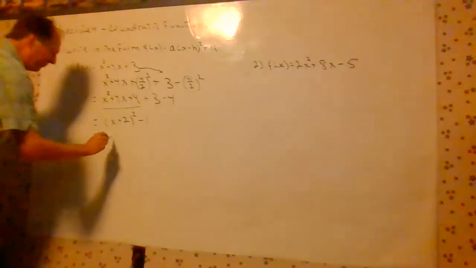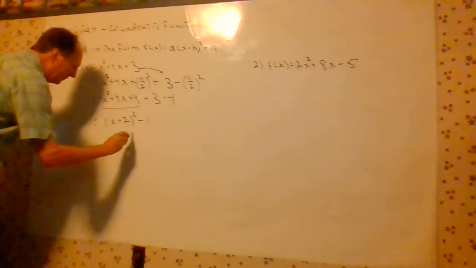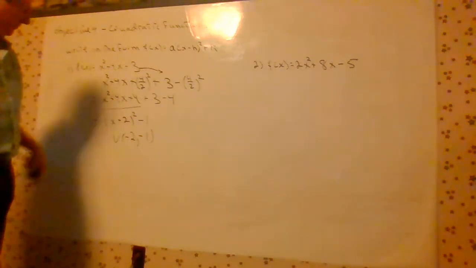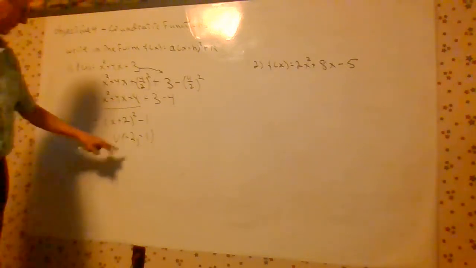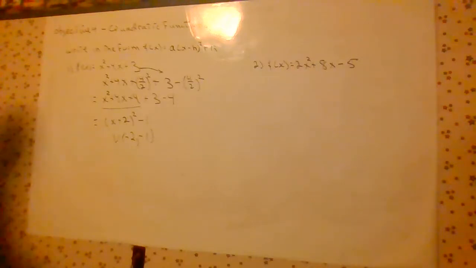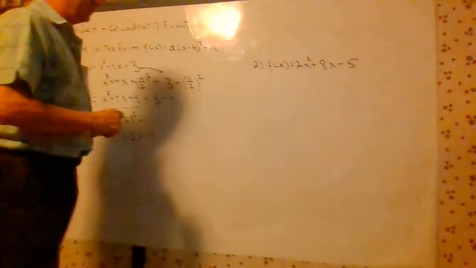And so, if necessary, the vertex is negative 2, negative 1. It was x minus h, so this is really x minus a negative 2, which is negative 2. And then that is the vertex. Now, the second problem is a little more difficult.